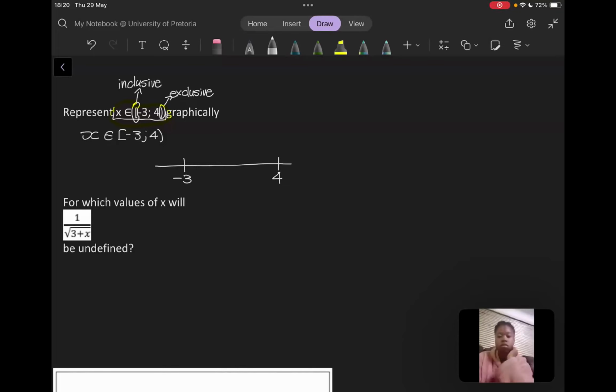Whenever you have the round bracket, which means exclusive, we put an open circle, an open dot. Okay? Whenever we have the square bracket, which means inclusive, we put a filled in dot over there. And the last step when it comes to answering this question is to just draw a line in between the dots. And this is how we would represent this graphically.